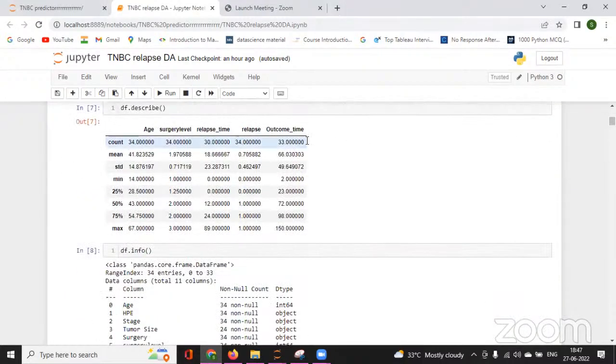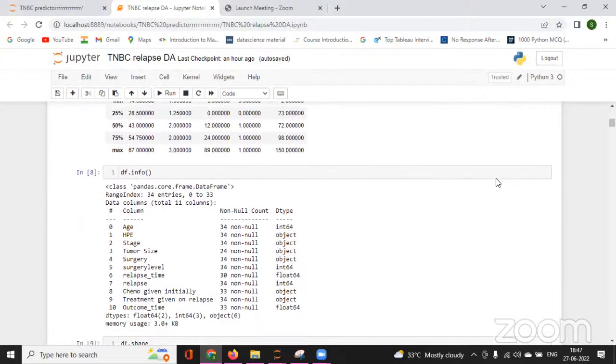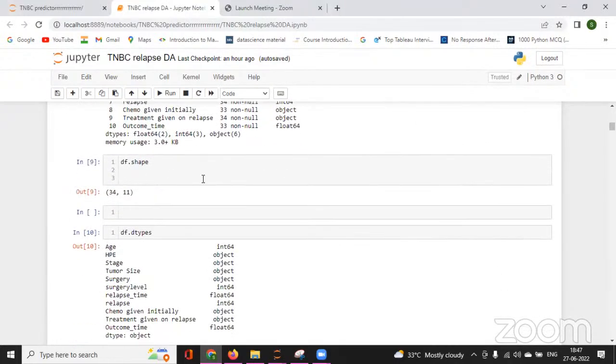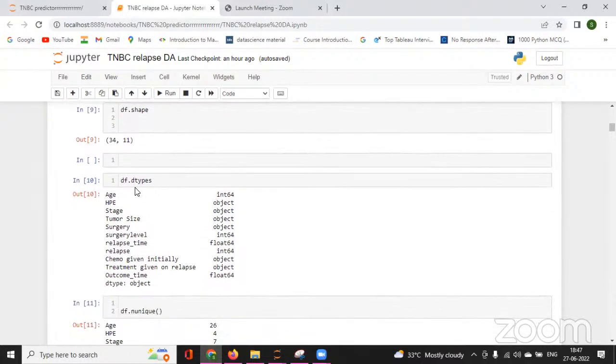Whenever you do describe, what happens? The mean, median, standard deviation, the max value, and the minimum values will be displayed. The shape is 34, a very small data set. Since it is a base model, I'm performing that, but if you want, you can take large data sets.